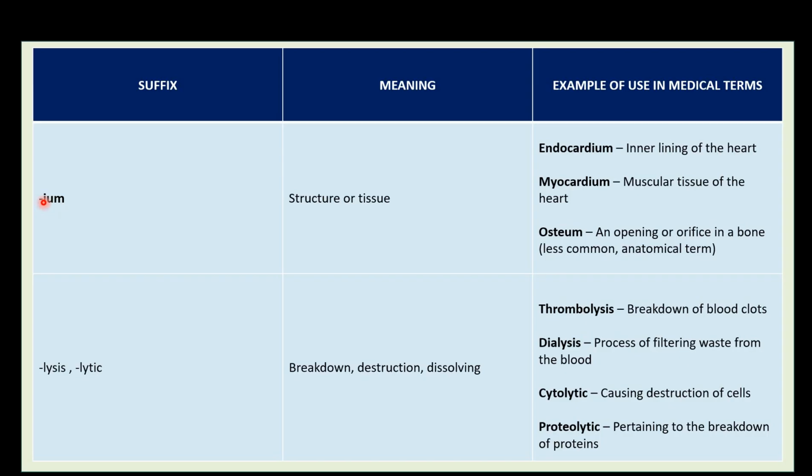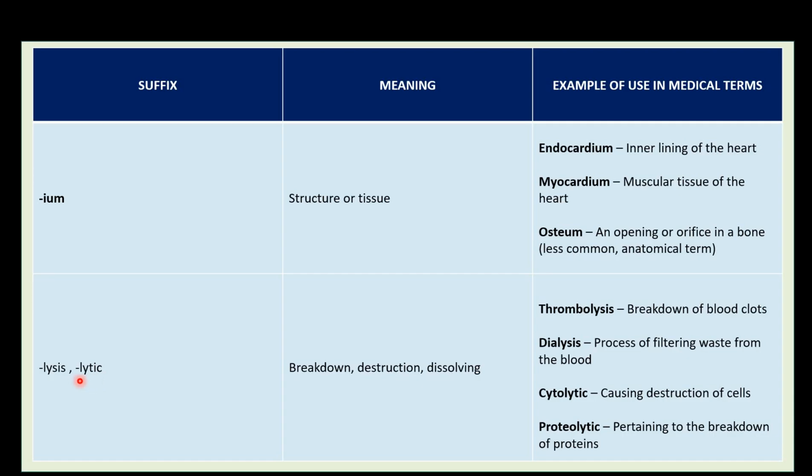But remember one thing, in medical terminology, for one purpose there are multiple alternatives that we can use. That means there might be a possibility that the same thing is represented with some other prefixes or suffixes also. So don't get confused, but it is sure that if you find something related to ium, there should be some discussion regarding structure or tissue. Clear? Fine. Now let's move to the next suffix, which is lysis or lytic.